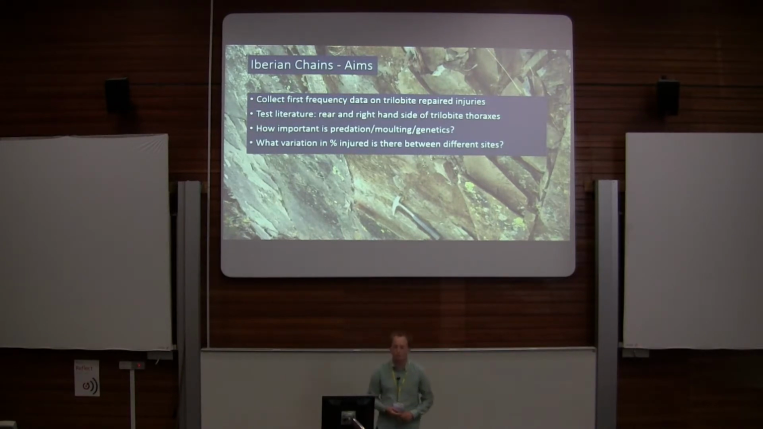We also want to understand how important predation is in causing these injuries compared to the other 2 potential things, and then we also want to see the variation. So are all trilobites injured the same amount? Does it change depending on environment, taxa, all these things that could be playing an effect?